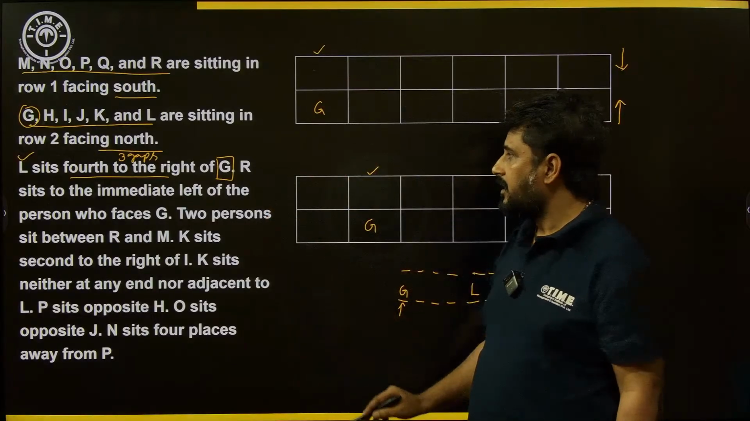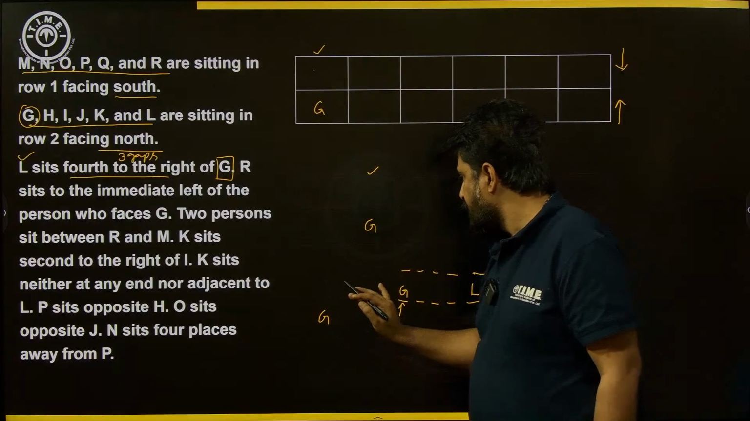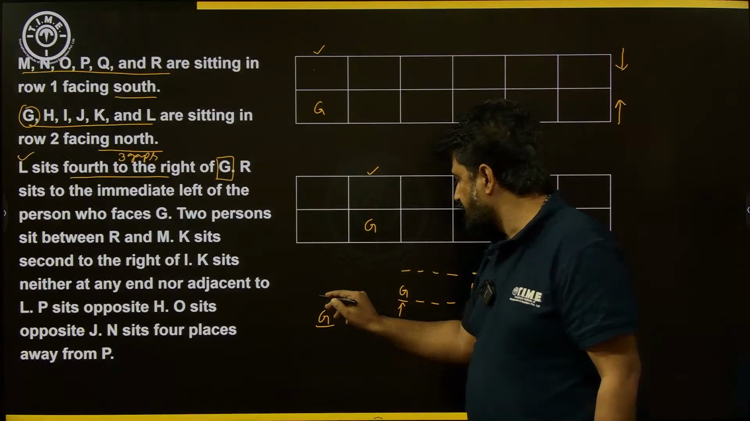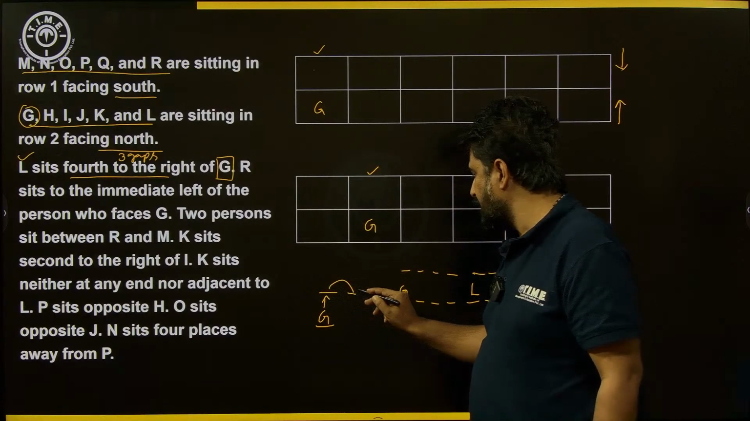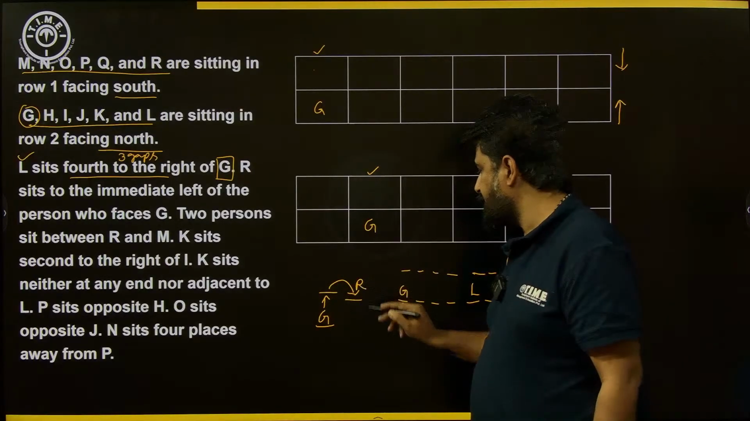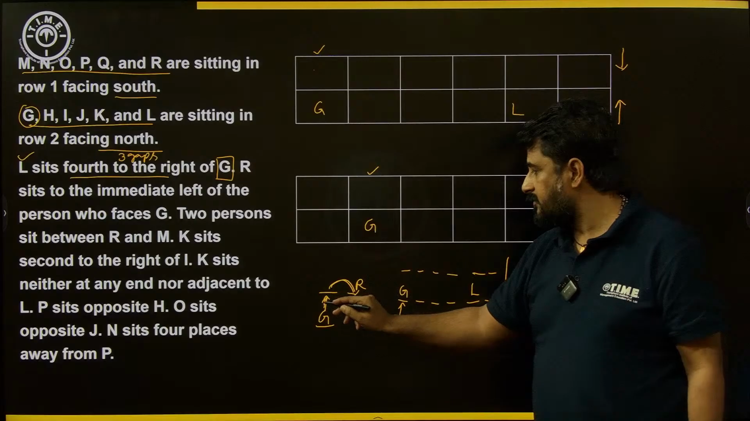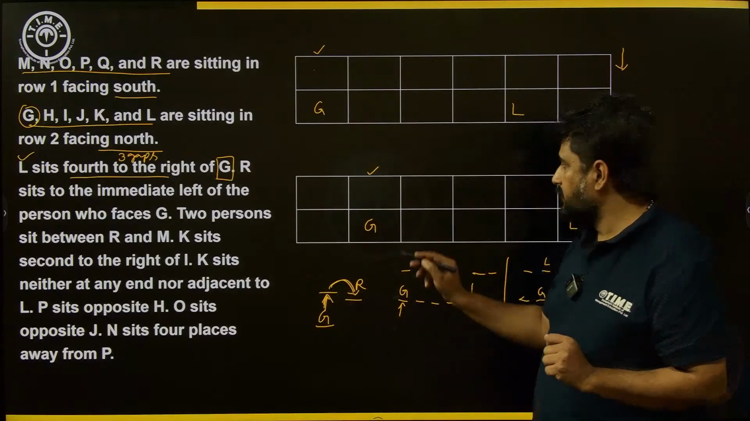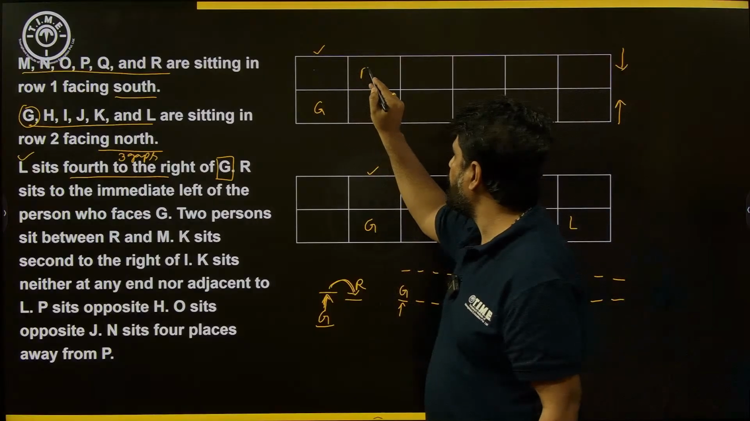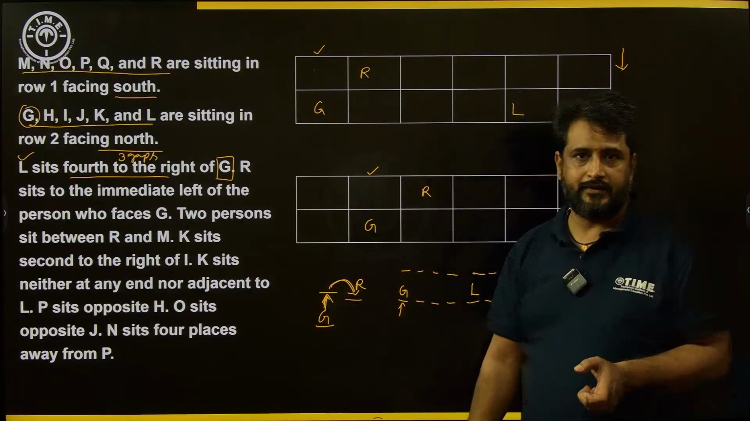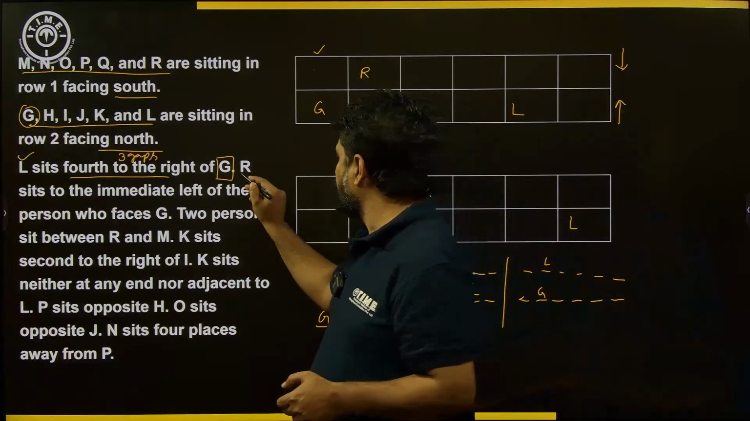Now, what is given here? R sits immediate left of the person who faces G. So, to this person, immediate left side, who will be there? R will be there. So, R sits immediate left of this person who is facing G. I hope you are clear. Now, G here opposite and this position goes to R. Still both the cases are valid. Clear? Now move further. The second clue is completely done.